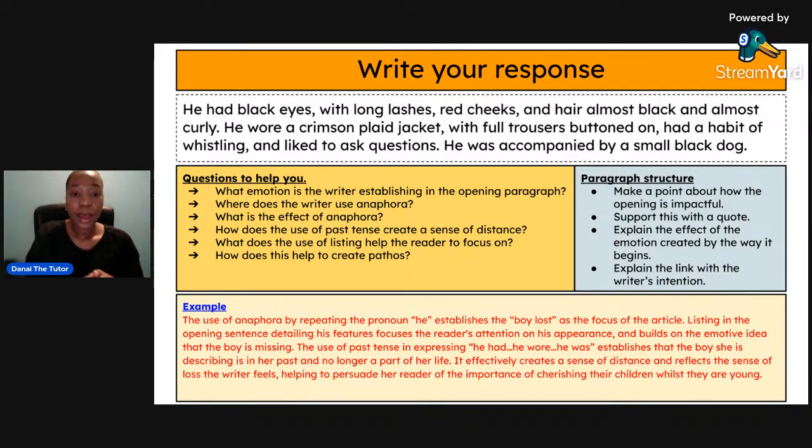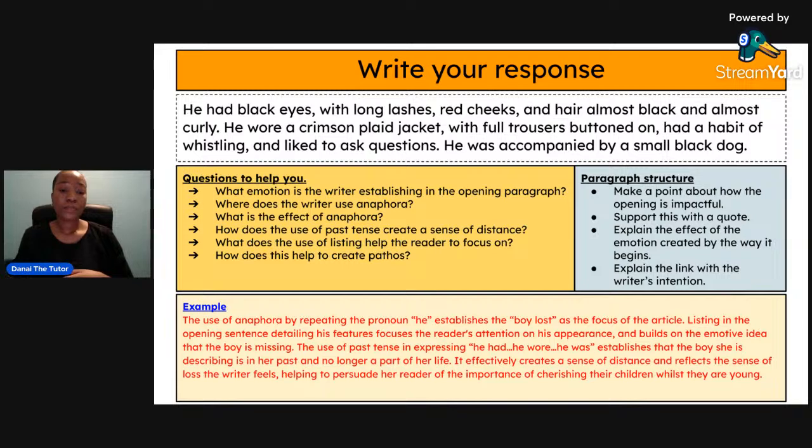Okay, and the questions that you can use to help you, for example, what emotion is the writer establishing in the opening paragraph? Where does the writer use anaphora? What is the effect of anaphora? How does the use of past tense create a sense of distance? What does the use of listing help the reader to focus on? How does this help to create pathos?